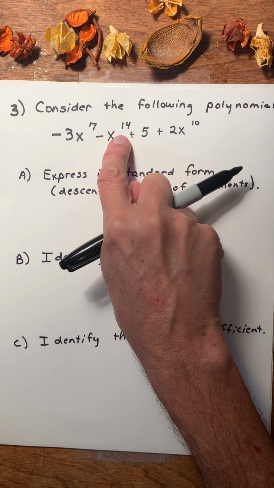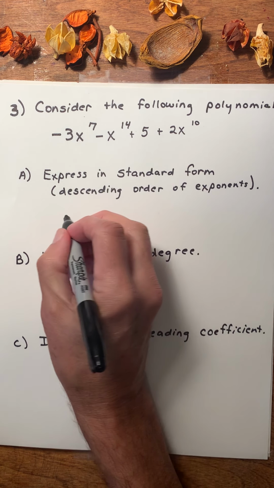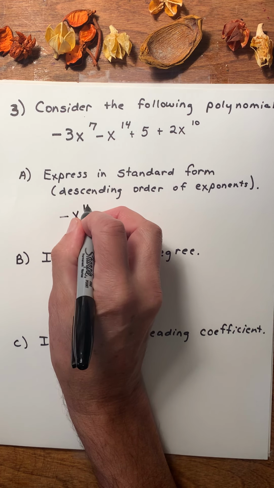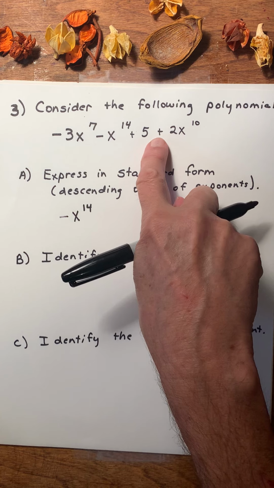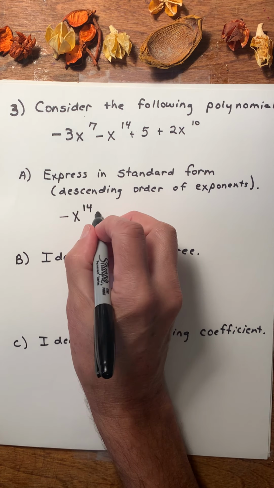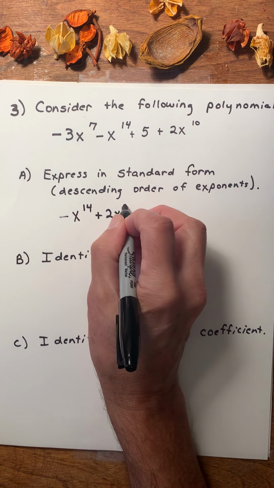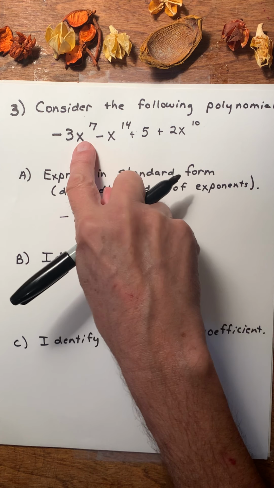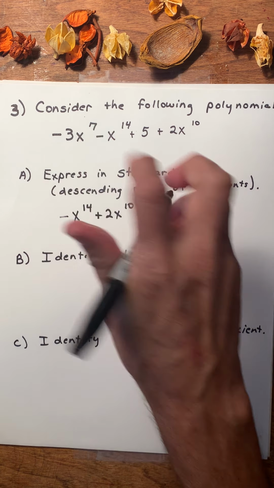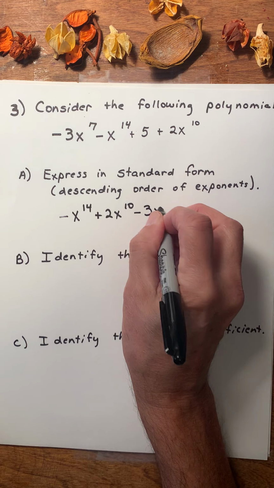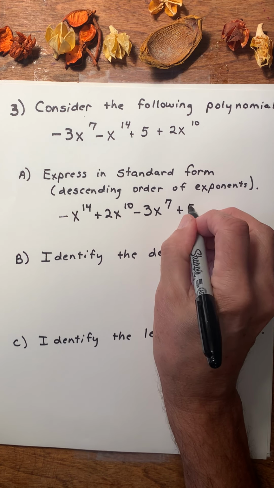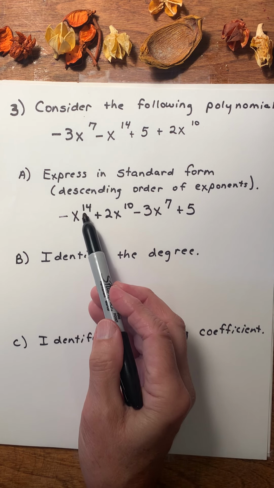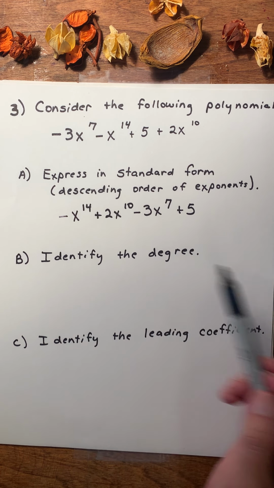There's the largest exponent, so negative x to the 14th. Then there's the next one, plus 2x to the 10th. Next one, minus 3x to the 7th, plus 5. So I've accomplished that just by writing in descending order of exponents. That's pretty easy.